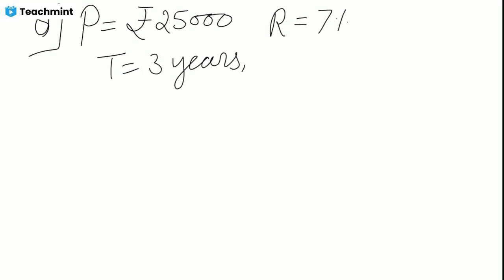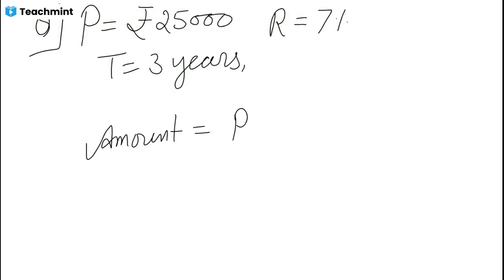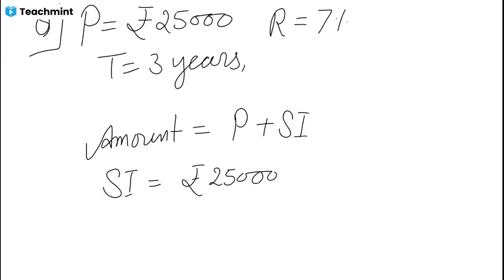First of all, the final amount is equal to principal plus SI. So first we need to find SI, then add it to P to get the amount. SI is P R T over 100. So P is 25,000 and R is 7, into T is 3, over 100.